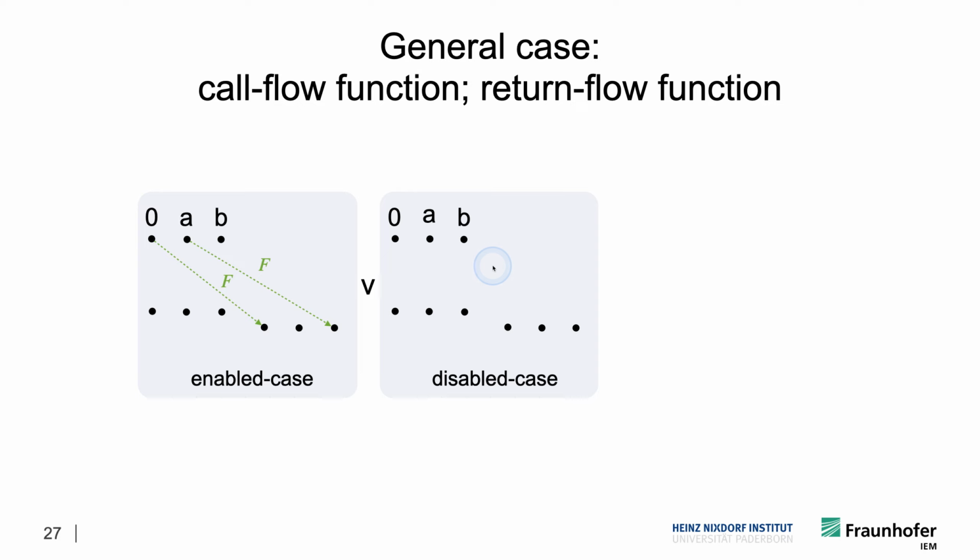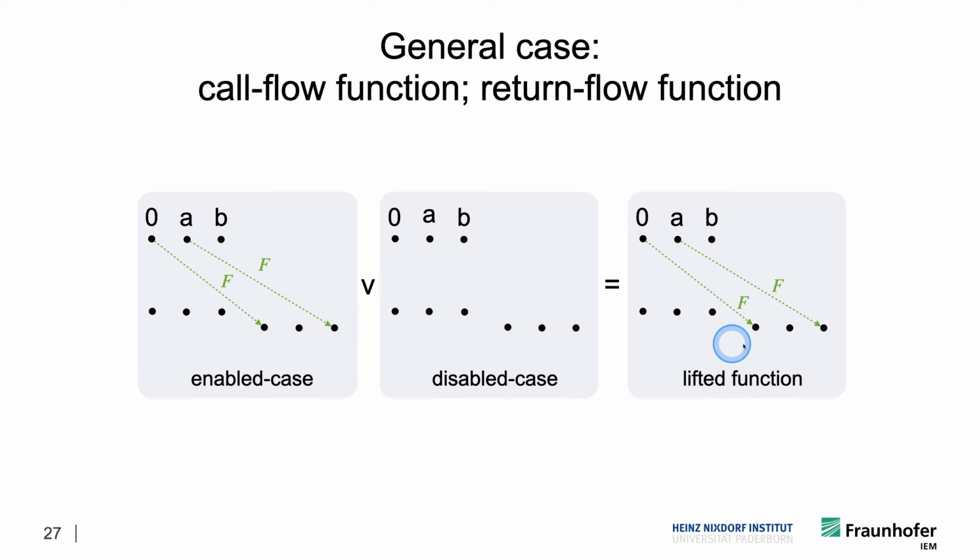On the caller procedure, any side effects are taken care of by the call-to-return flow function. But here we are only talking about the call flow function, so that can basically be entirely disregarded. And therefore, the lifted flow function only looks like this. And the very same is true conversely for the return flow function as well.